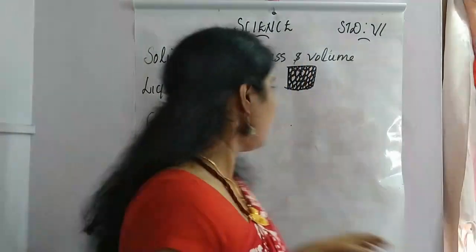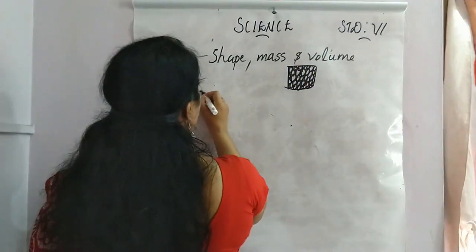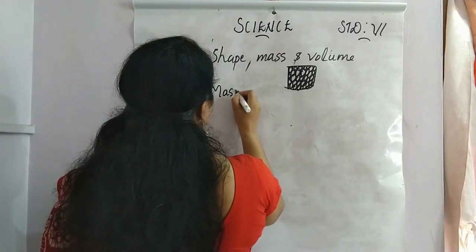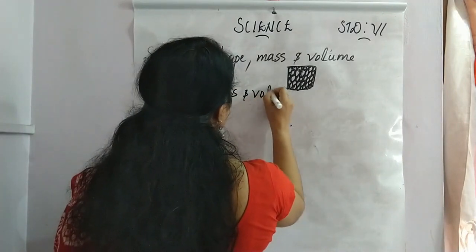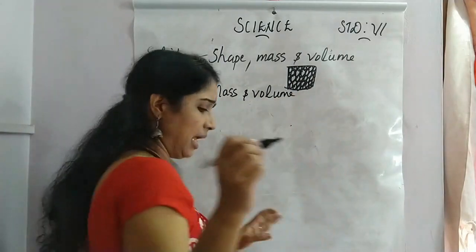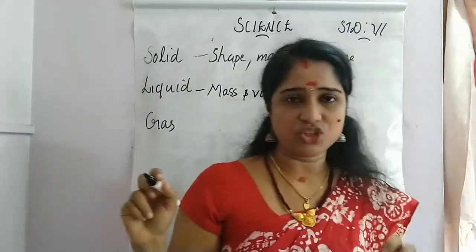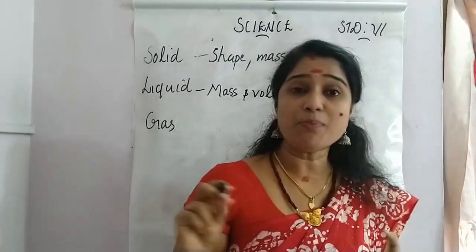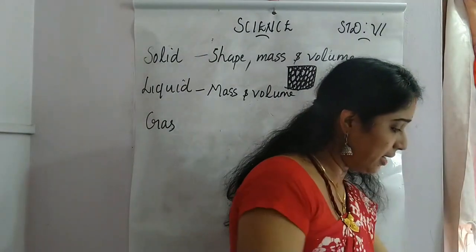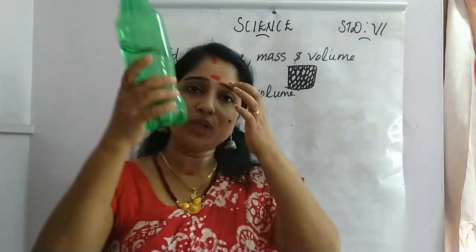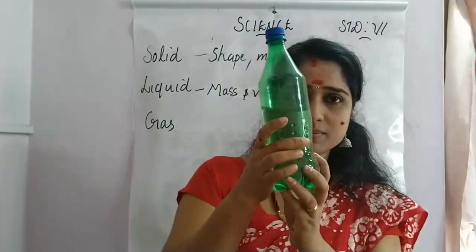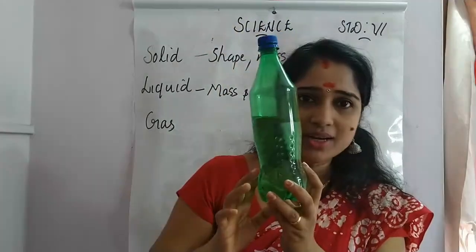Now we can move on to the liquid. Liquid also has got what? Mass and volume. Mass and volume same. Mass and volume doesn't change at all. But what about the shape of the water? What about the shape of the water in this bottle? It's the shape of the bottle, isn't it?